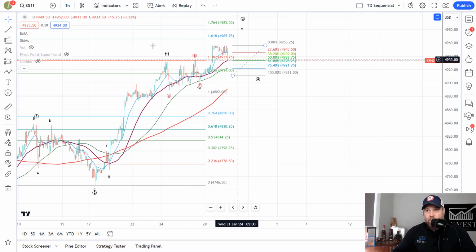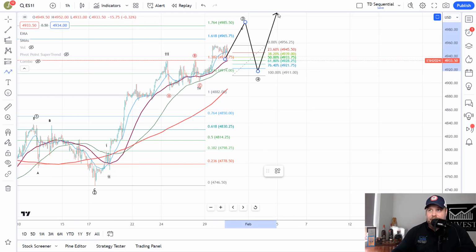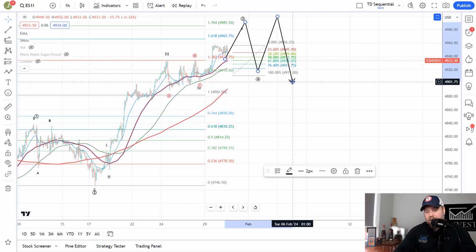Now, these are big time frames, so that doesn't mean it has to happen today or tomorrow or even this week. We can still see our pattern play out completely like this, okay, up to the 5,000 area and then come down and still have bearish divergence. So it doesn't have to be right away.